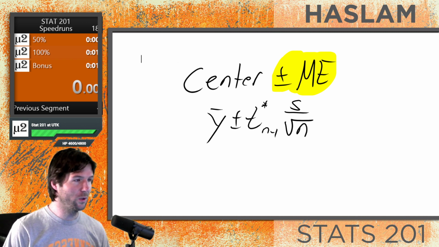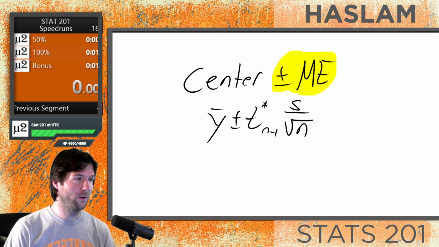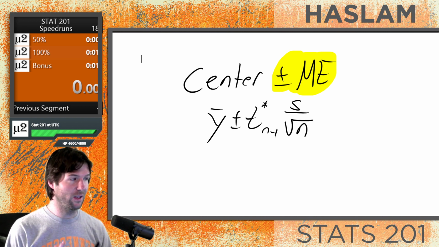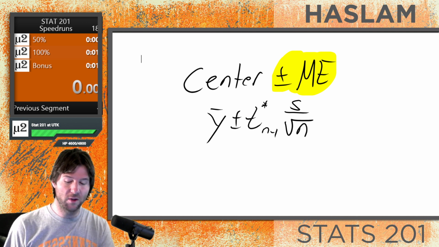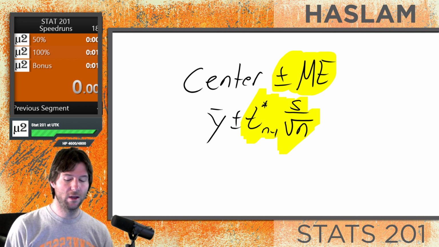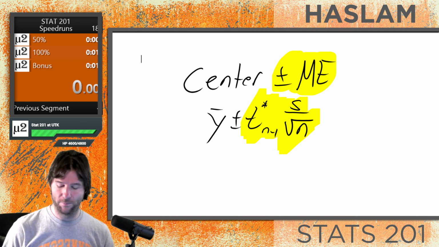Now, the biggest thing you should notice right now is we've been talking a lot about the margin of error, and the margin of error is everything after the plus or minus. So what's the margin of error here? You should pause and say, okay, what's the margin of error? The margin of error has to be all of this. Look how it's in the same exact spot, everything after the plus or minus. So we've identified what the margin of error is, but let's identify all parts of this equation.